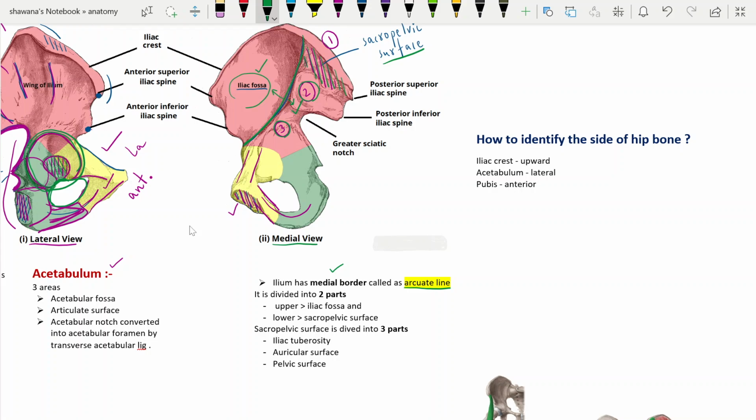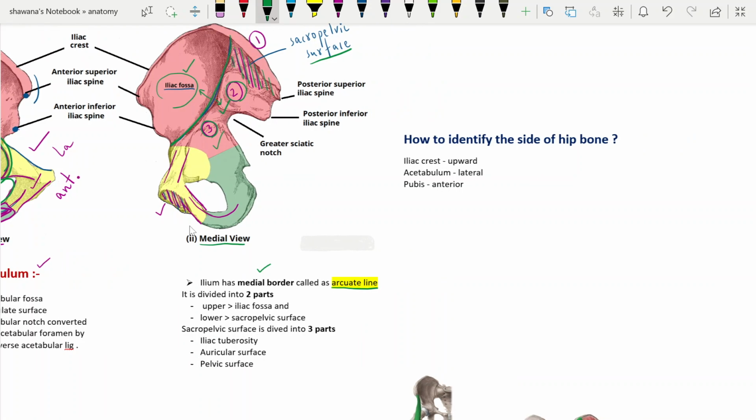Okay, let's revise this one. On the medial aspect, the ilium has the arcuate line, which divides it into two parts. First is the iliac fossa, and the second is the sacropelvic surface. The iliac fossa has its own attachments, and the sacropelvic surface has three divisions. First is the iliac tuberosity. Don't confuse it with the ischial tuberosity. The second one is the auricular surface of the ilium, and the third is the pelvic surface.